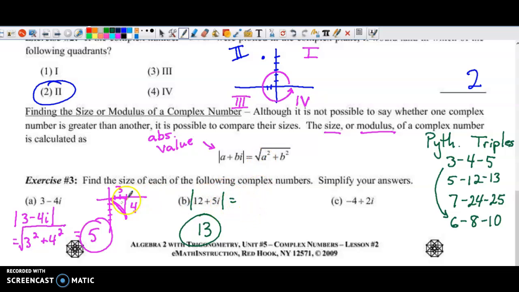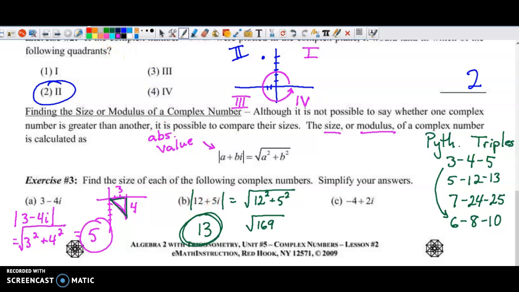Go through the work, whether you do the Pythagorean theorem or you work it out the way this says. I'm doing 12 squared plus 5 squared. And notice you just ignore the i, because you'll get the wrong answer if you do i squared and try to subtract. Anyway, 144 plus 25 is 169. The square root of 169 is 13.